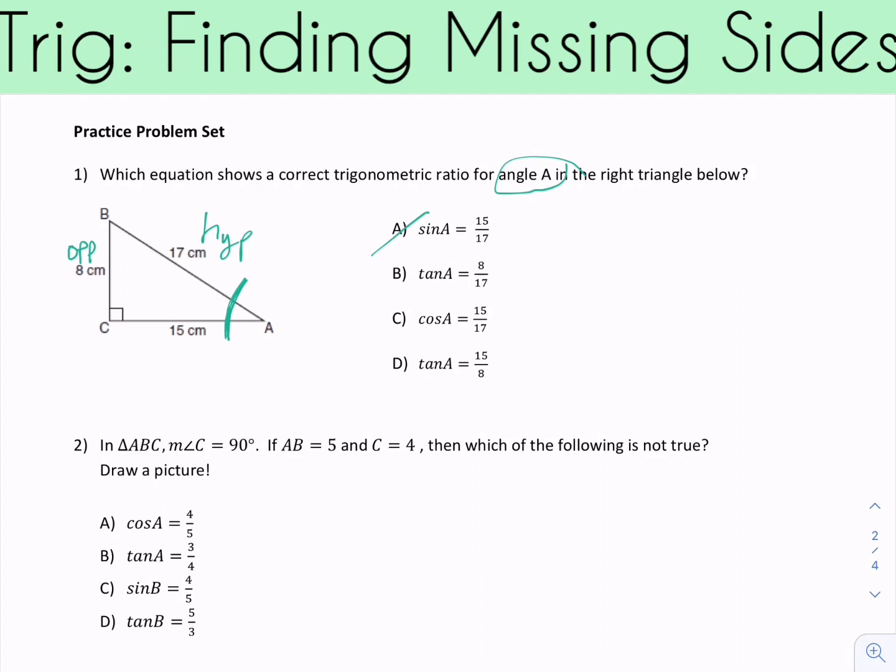The tangent of A should be, now again, write your acronym here, SOHCAHTOA. The tangent of A is opposite over adjacent. Now the adjacent to A is here. So that should be 8/15, not 8/17. The cosine of A is the adjacent over the hypotenuse. So that should be 15/17. That looks pretty good. Now the last one, just double check. The tangent of A is not 15/8. It should be 8/15, so that is no good either, leaving our only logical answer to be choice C.